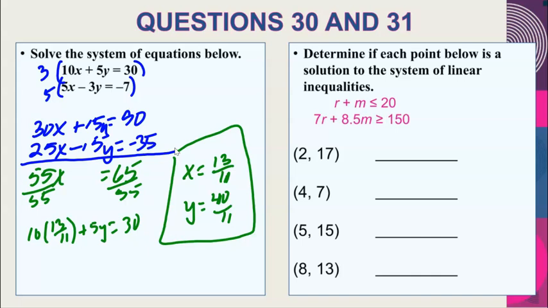Question 31. Determine if each point below is a solution to the system of linear inequalities. Now all we need to do is plug these in for, these are going to be our r's and this is our m. We just want to make sure these are true for both statements. So if I put 2 plus 17, that gives me 19. 19 is less than or equal to 20, so that is correct.